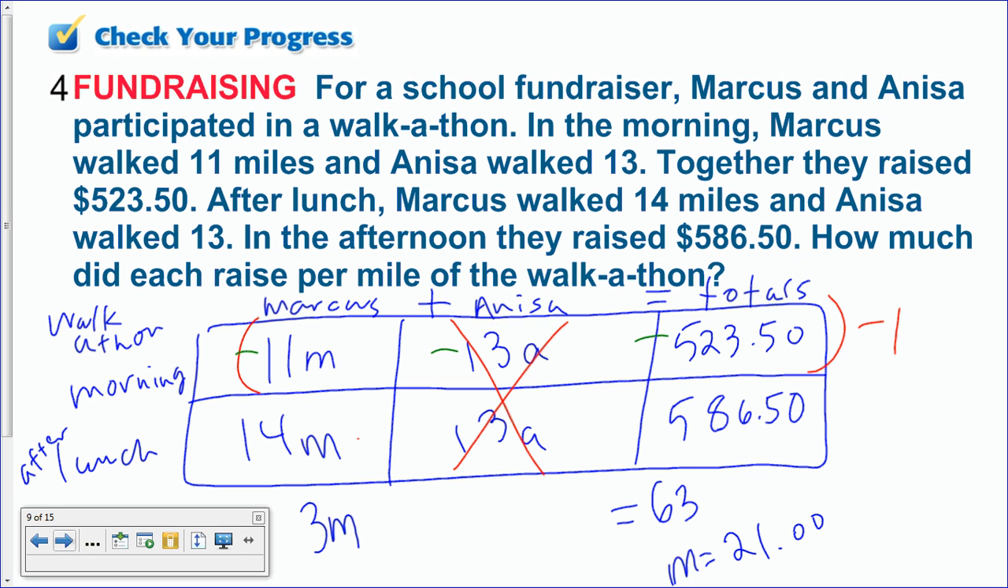Now I've got to find Anissa, right? Which one do you want? I would do the top one. Can I use the original top one? Yeah, sure. I can do that, which would be 11m plus 13a equals 523.50. We'll run out of room. 11 times 21 plus 13a equals 523. You guys can do the rest, right? Yeah. Okay. I want to give you some time then.